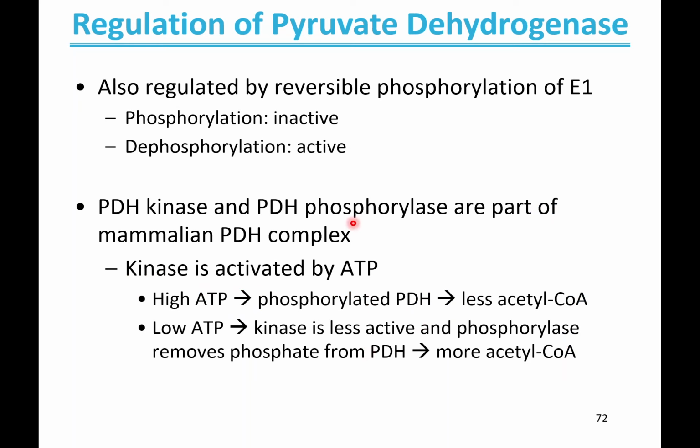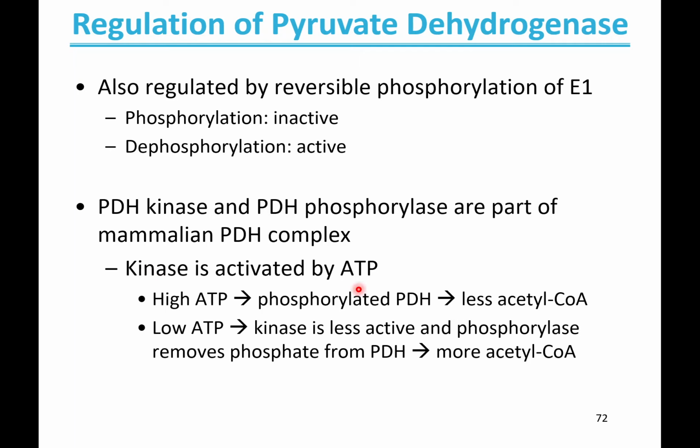Okay. Right. Pyruvate dehydrogenase, as we mentioned before, is also regulated by the reversible phosphorylation of the E1. Okay, when it's phosphorylated, it's inactive. When it's dephosphorylated, it's active. Okay, and pyruvate dehydrogenase kinase and phosphatase are part of this complex that act to regulate it.